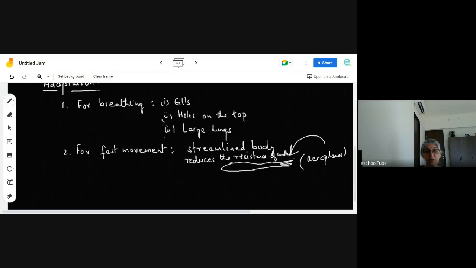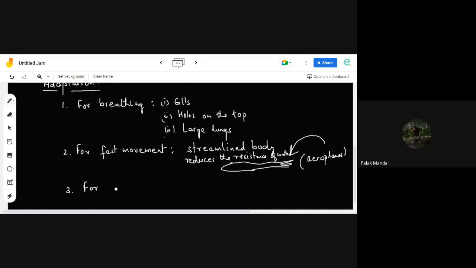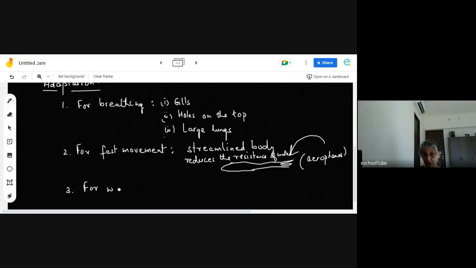And then the third one was what? Body covered for waterproofing, so that they don't feel very cold all the time if water goes inside. So for waterproofing, what is the adaptation? Body covered with slimy mucus.